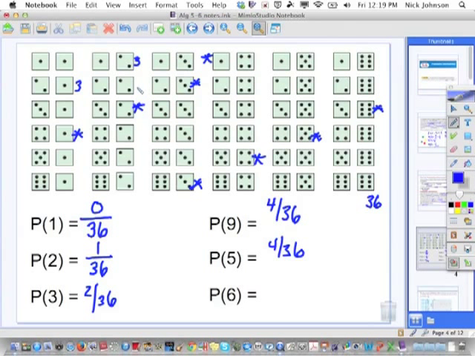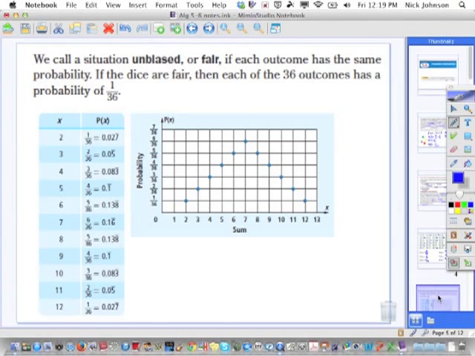How about the probability of getting a 6? Well, you've got 3 and 3, 2 and 4, 1 and 5, and 2 and 4, and 1 and 5. 1, 2, 3, 4, 5. So that's 5 out of 36. Pretty simple, eh? Let's move on.